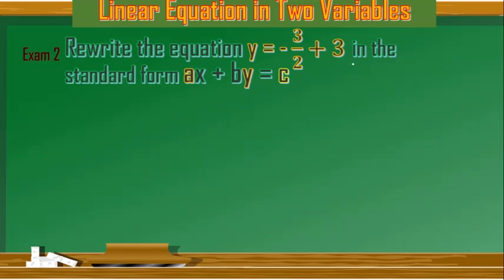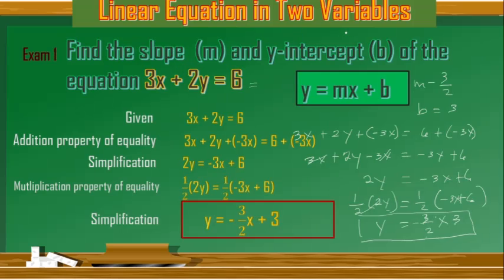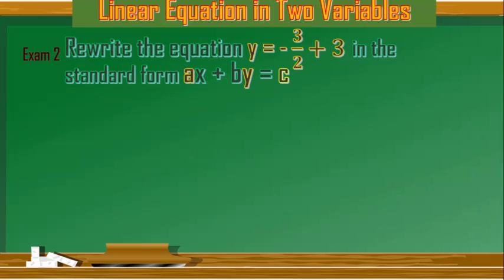Okay, this is the result of our previous one. So we will return it to the standard form. We will write first the given, then after that, we will apply the multiplication property of equality.